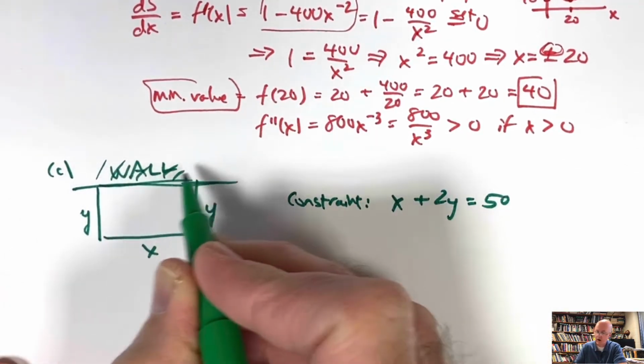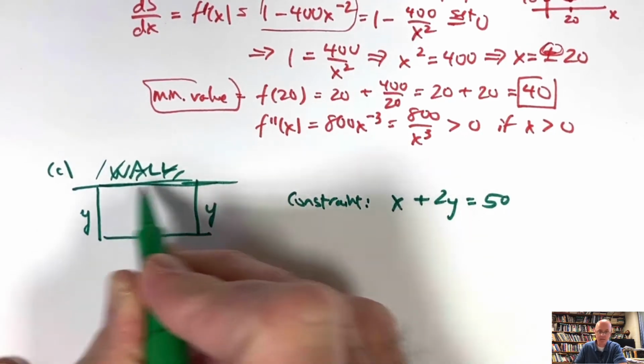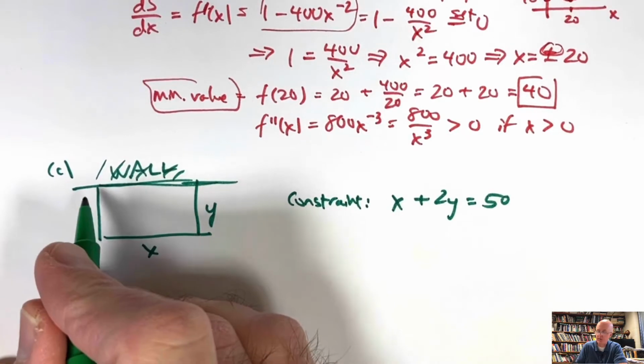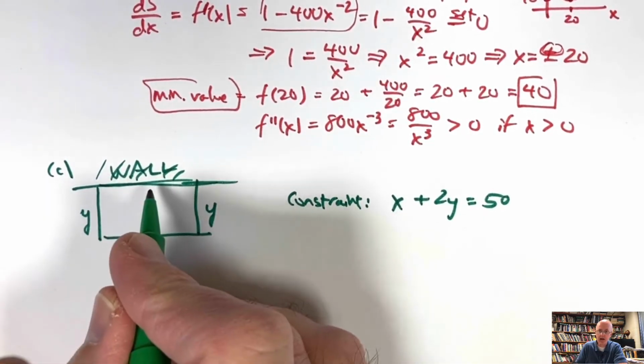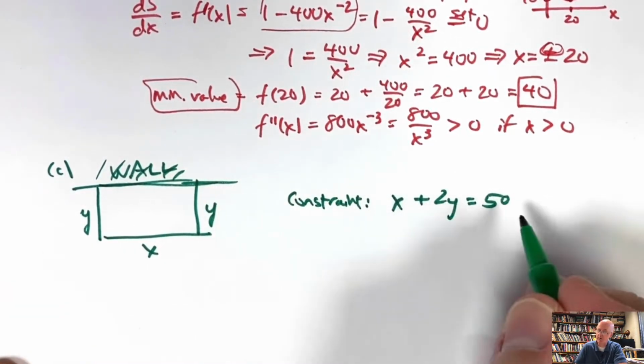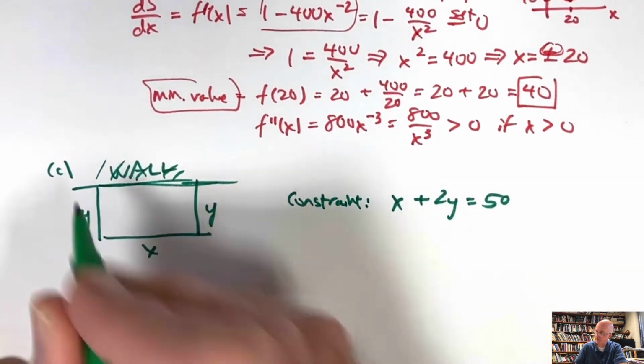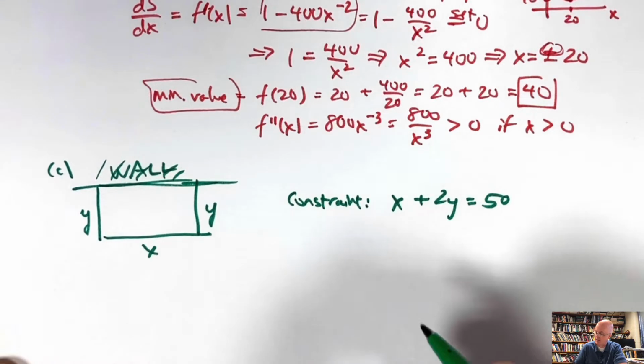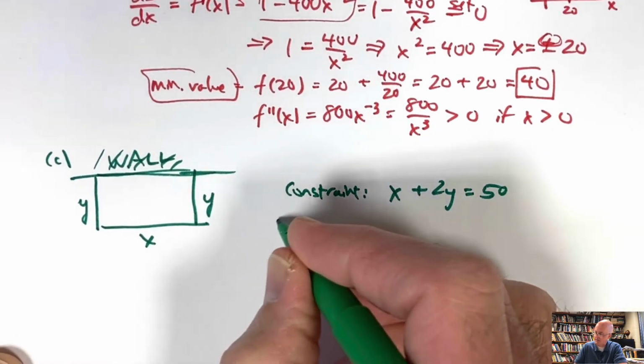The fact that there's a wall there means we're not putting fencing along the top here. Okay, that's why the wall is important. If there were no wall, if we put a fence along the top, then this would be 2x plus 2y equals 50. But the perimeter of this, ignoring the wall, since we can't put the fencing along the wall, is x plus 2y.